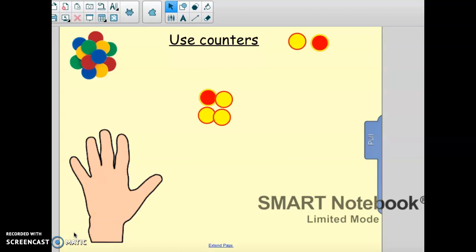Now I want you to have 4 pennies in your collection. Again, you can use counters and we'll just pretend they're pennies. Now, these are 4 pennies, but it's actually only half of the pile. If this is half of the pile, how many pennies are in the whole collection?